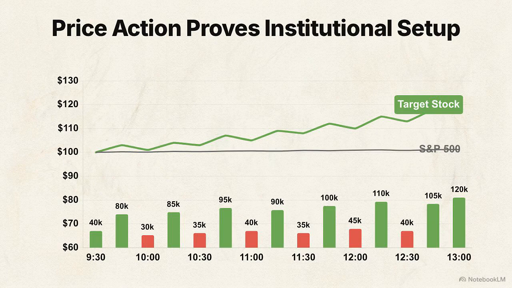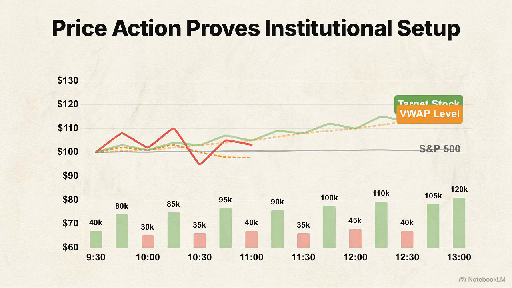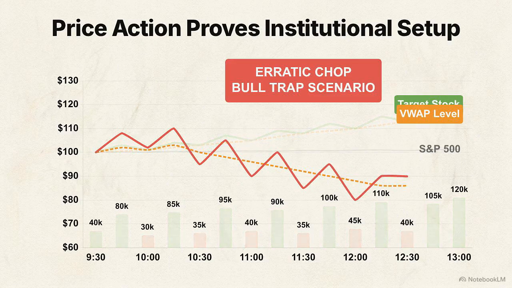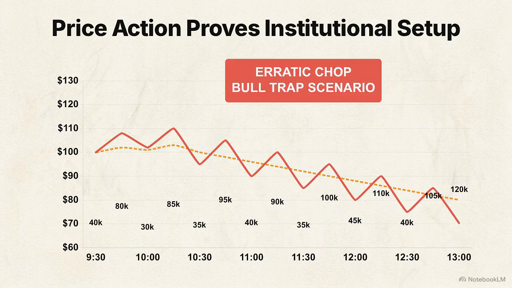Step 4 is the level check. We drop the VWAP on our chart. That's this thick, glowing line. Watch how the price action repeatedly dips to test VWAP, respects it as a floor, and bounces upward to form clear higher lows. Conversely, look at this second scenario. The price violently chops back and forth across the VWAP without ever holding it as support. This erratic pattern is the definition of a bull trap.